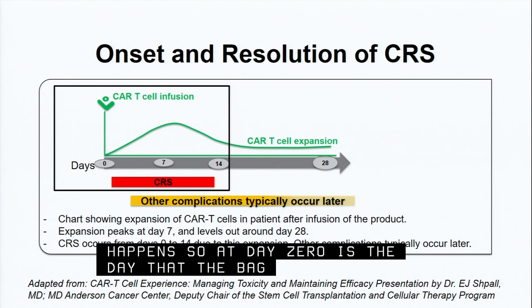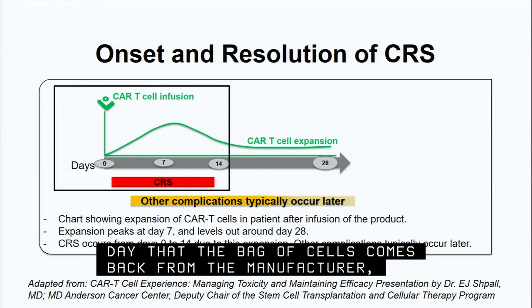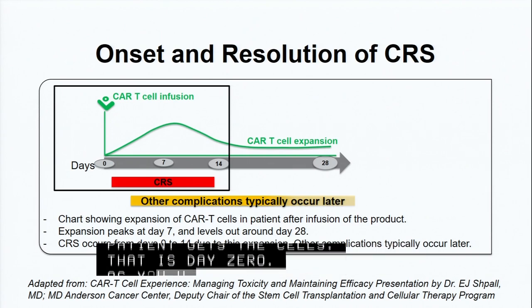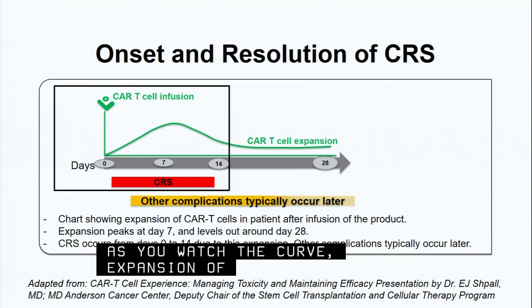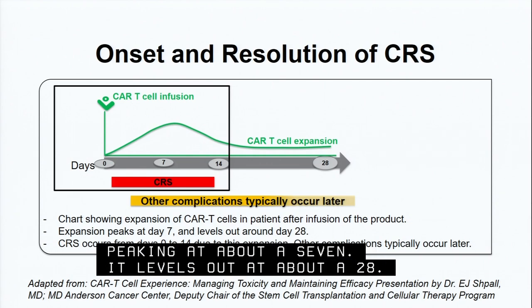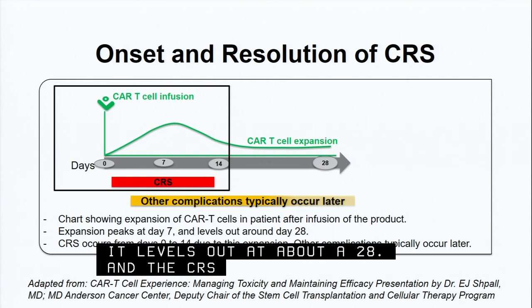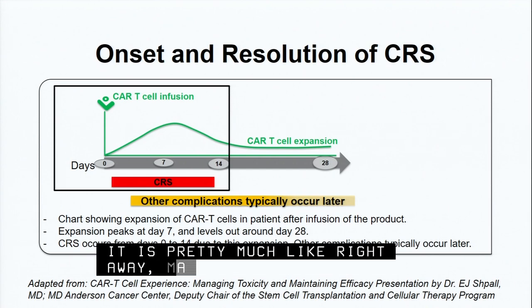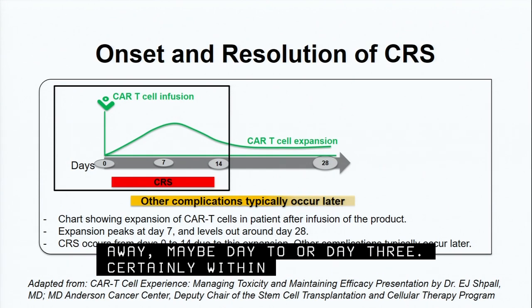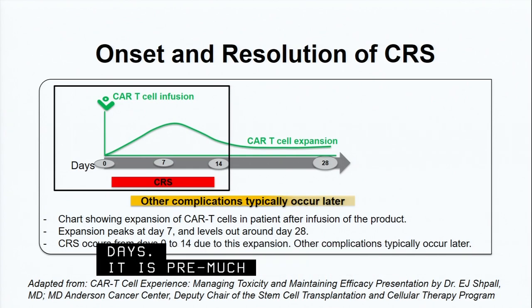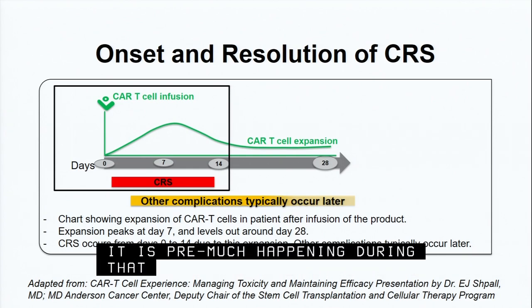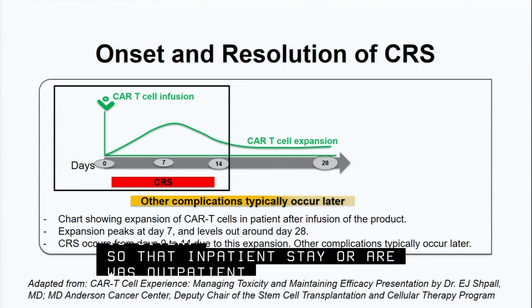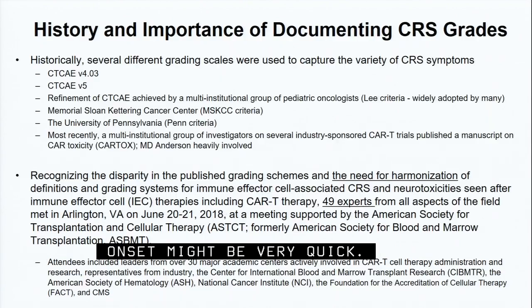And the CRS itself, the onset of that is in a very finite period of time. It's pretty much right away, maybe day two, maybe day three, but certainly within the first 14 days. So the main point of this is simply that it's pretty much happening during that episode that the infusion is given. So that inpatient stay, or if there was outpatient administration, the onset might be very quick, but within the first few days. Other complications like the neurotoxicity, the ICANS, that really starts manifesting later. It's very rare that it would manifest early on.